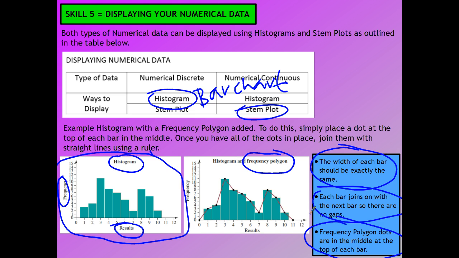You place a dot in the middle of the top of each bar, and then you join the dots with a straight line. So you'll need a ruler for that. And that creates a bit of a line graph to go over the top of your histogram. So that's the first way we can display our numerical data.